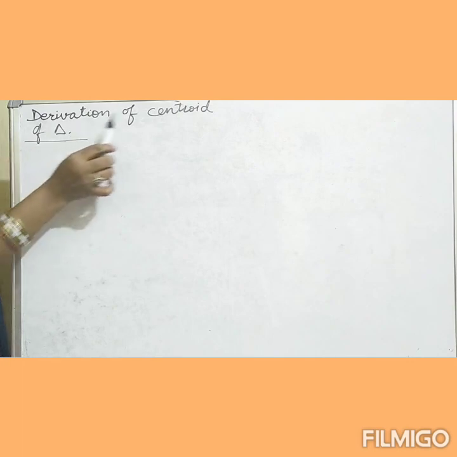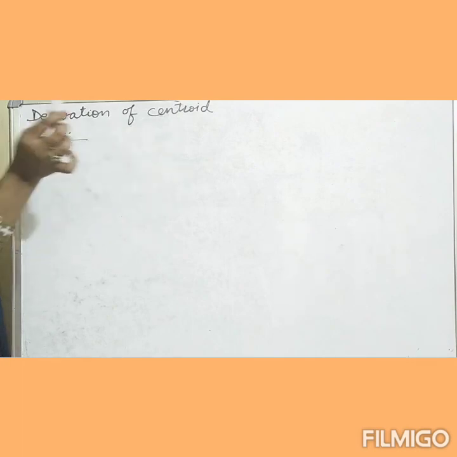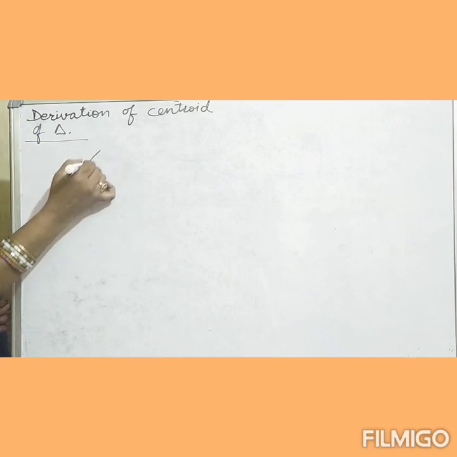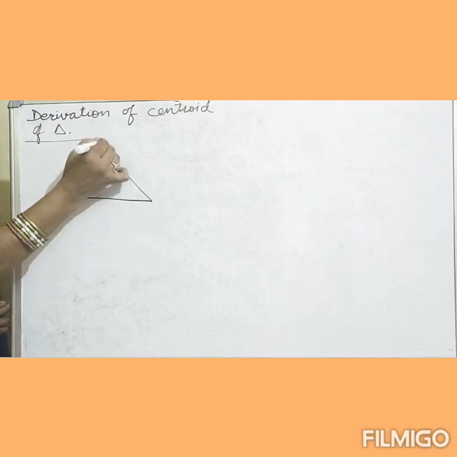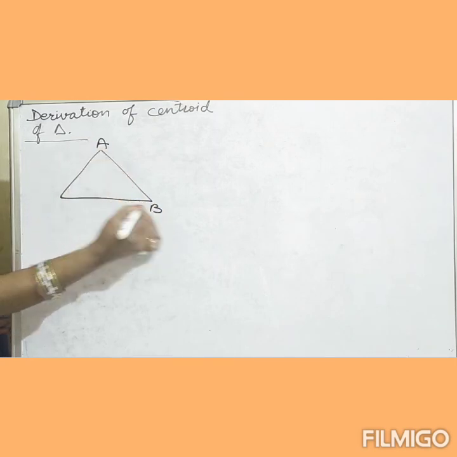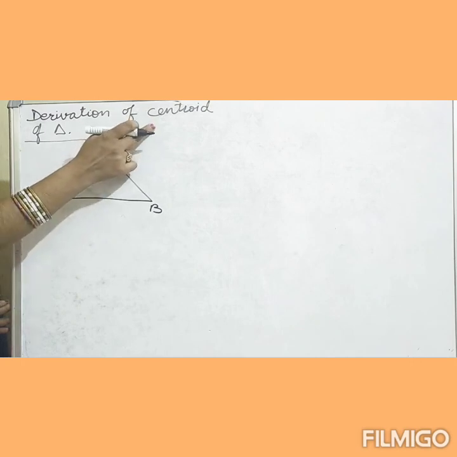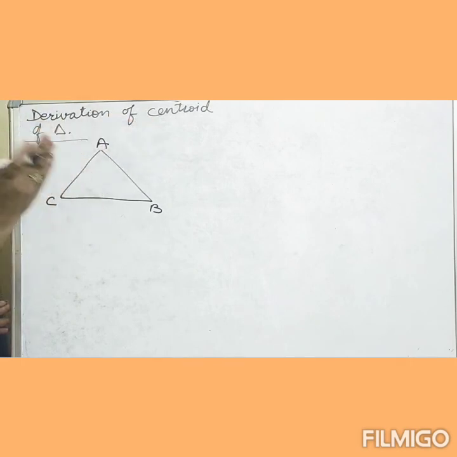We will do the derivation of the centroid of a triangle. First of all, we should know what the centroid of a triangle is. Suppose I have a triangle ABC. The centroid is where all three medians intersect each other.